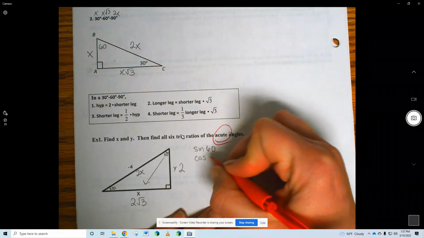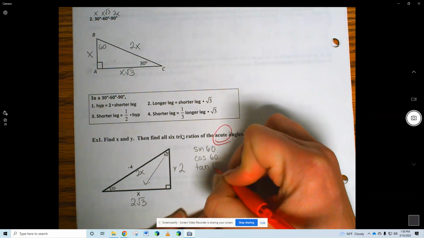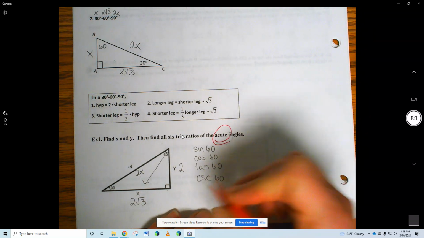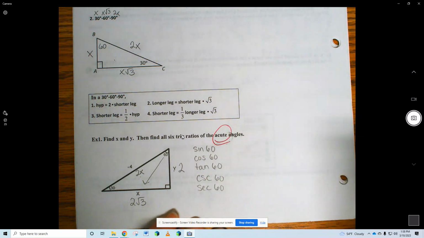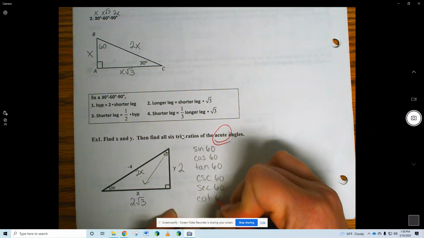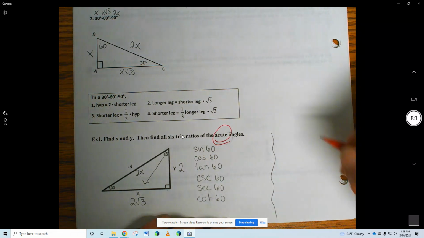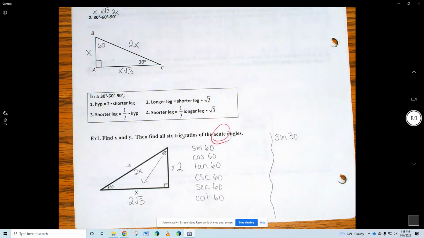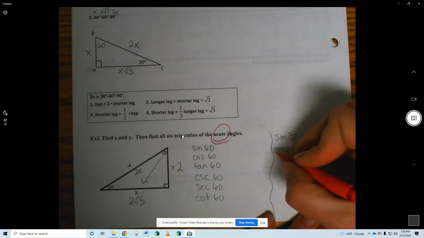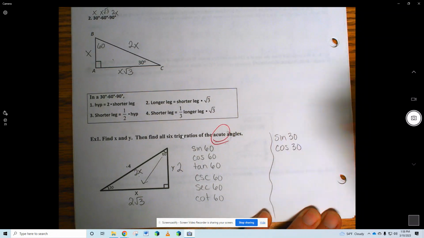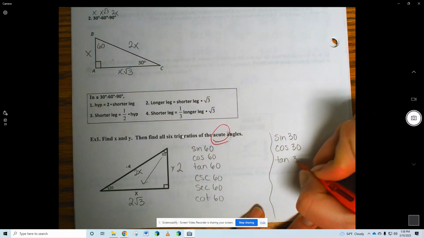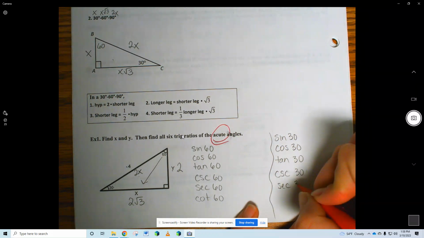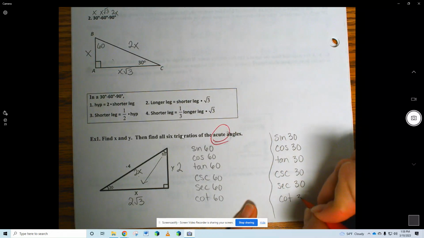Sine 60, cosine 60, tangent 60, cosecant 60, secant 60, cotangent 60. And then I'm going to do sine of 30, the acute angles, the 30 and the 60. So I'm just writing it right now. Cosine 30, tangent 30, cosecant 30, secant 30, cotangent 30.